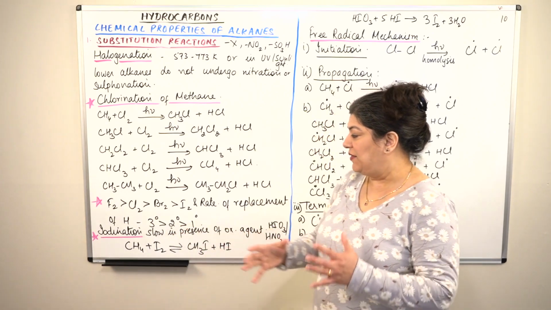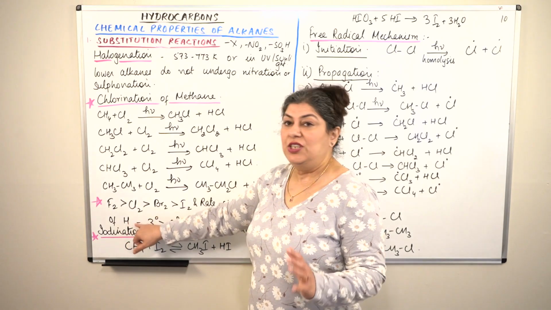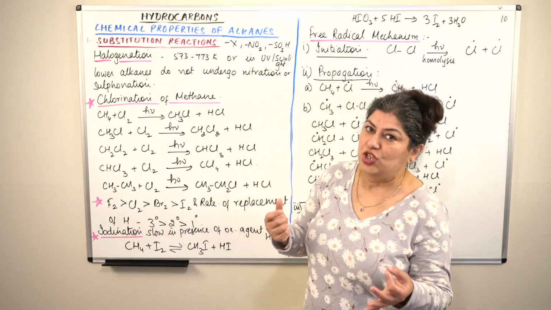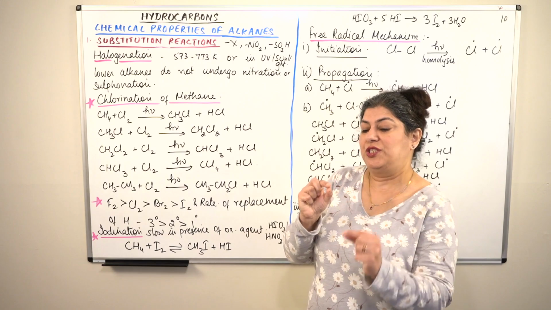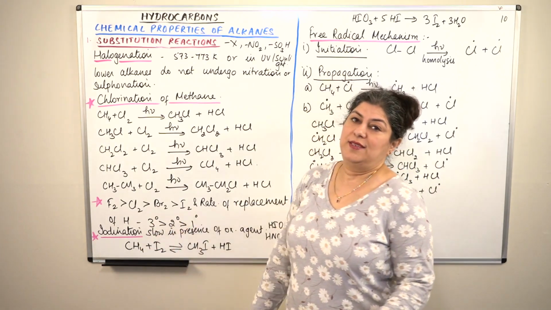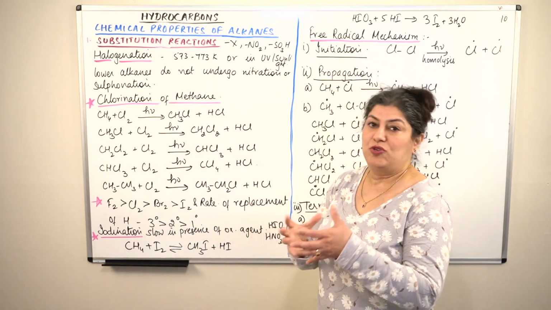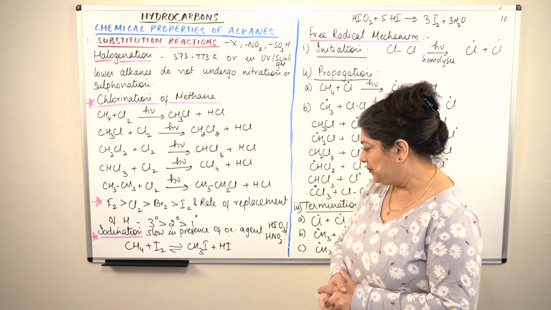So we find the rate of replacement of hydrogens: it is not the hydrogen that is tertiary, it is the hydrogen which is attached to a tertiary carbon that would be replaced first, then the secondary, and then the primary. That is the rate at which this replacement or substitution would take place.